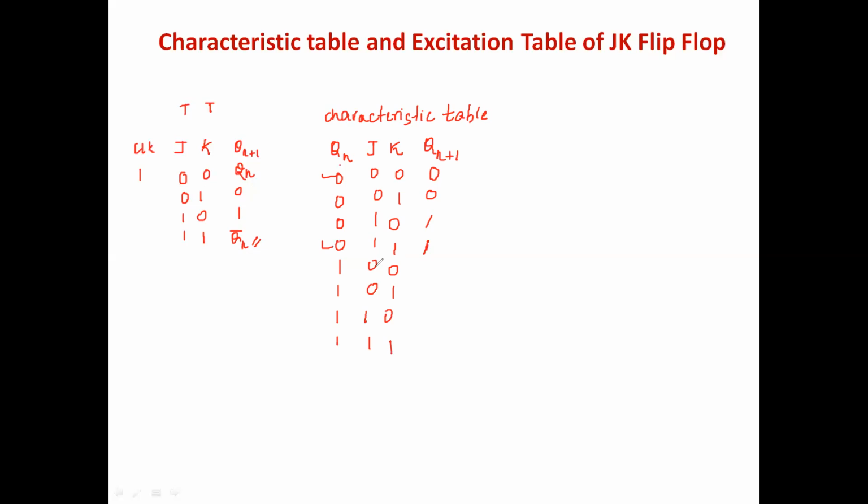Once again, when J is equal to 0, K is equal to 0, output will be Qn. So what is the value of Qn here? Qn is 1. 0, 1, it is 0. 1, 0, it is 1. 1, 1, your output is Qn bar. Qn bar is nothing but the complement of 1, so it is 0. So this is the characteristic table. Okay. Next is the excitation table.